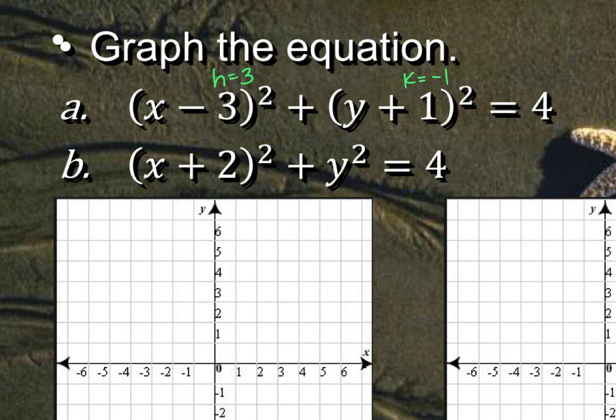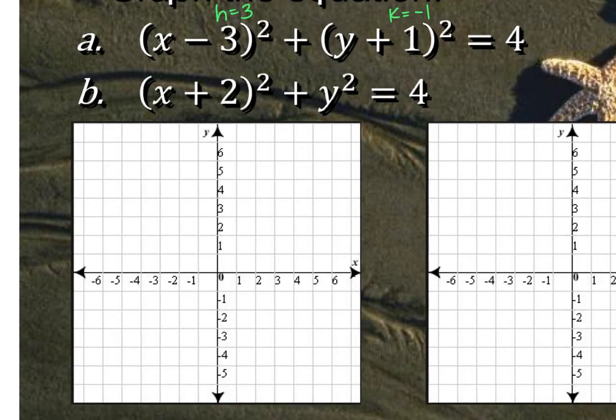Okay, be careful there. Because in order for this to be y plus 1, do you guys agree that my k value needs to be negative? So my point needs to be 3 comma negative 1, and 3 comma negative 1 is down here. Xavier, does that make sense? All right, now take over.